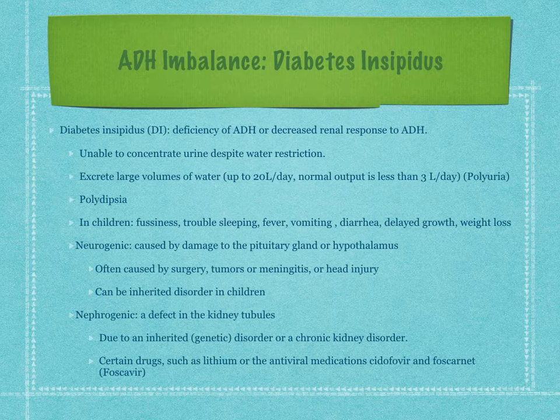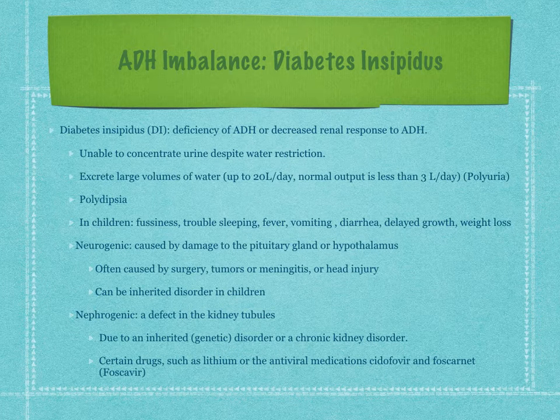In children, you may see fussiness, trouble sleeping, fever, vomiting, diarrhea, delayed growth, and weight loss. There are two different reasons why people get diabetes insipidus. The first is neurogenic. It's caused by damage to their brains.